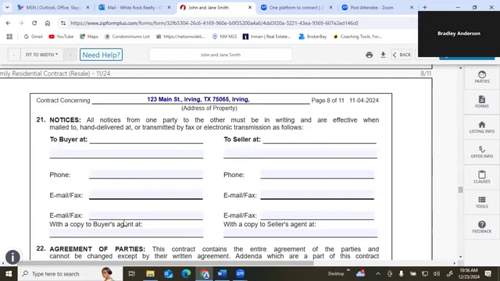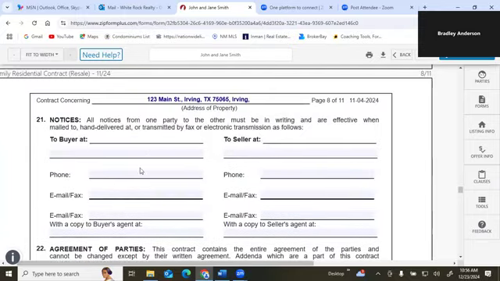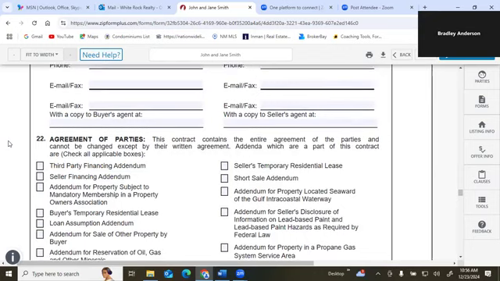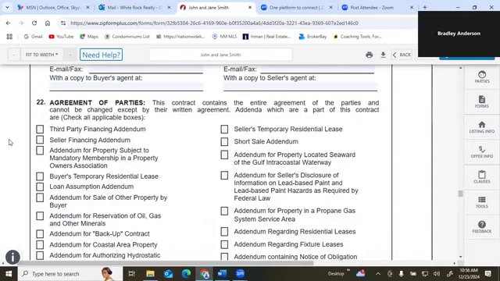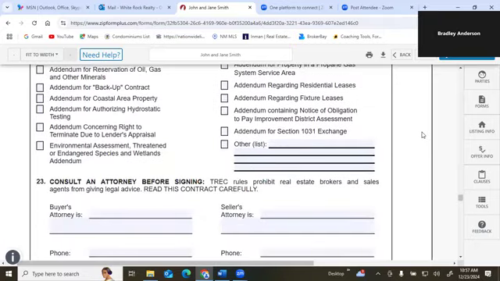Now, there is room for, you can copy me as the agent on it because it's important for me to know, but you put in here the contact information for the buyer and the seller. And then any addendums that you're going to check, usually it's the third party financing addendum if they're getting a loan. If it's a contingency offer, or if there are MUDs involved, PIDs, HOA, all that is included here.